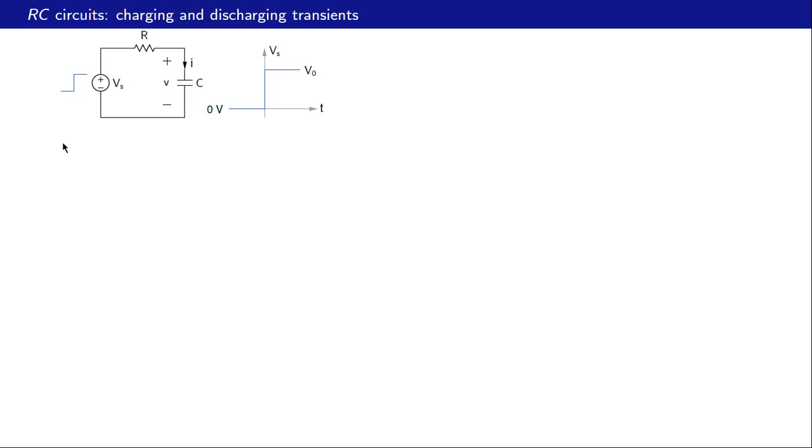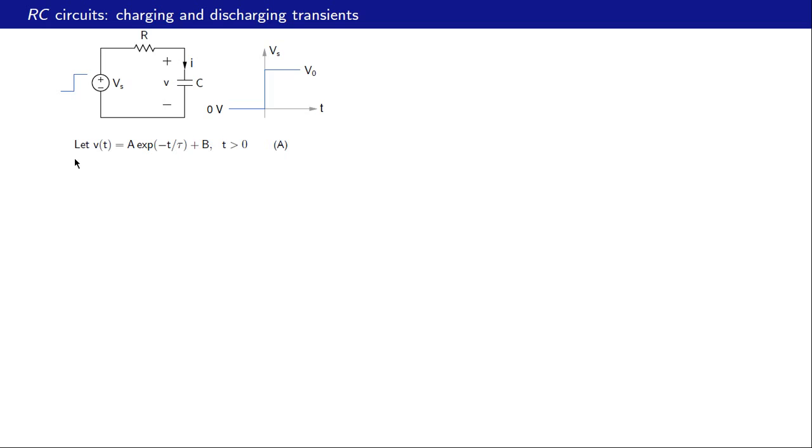As our first example, let us consider this simple RC series circuit. So we have R and C in series, and this combination is driven by a voltage source with a step voltage. So this Vs is 0 volts up to t equal to 0, and then it abruptly changes to V0, and it remains constant after that point. And we are interested in finding this capacitor voltage and the capacitor current as a function of time.